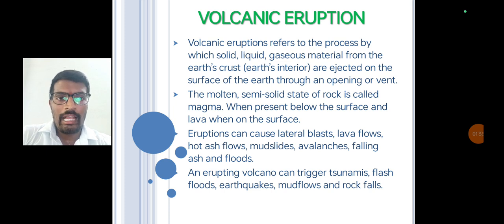And lava: when the magma is present above the surface, it is called lava. These eruptions can cause lateral blasts, lava flows, hot ash flows, mudslides, avalanches, falling ash and floods. These eruptions can also trigger tsunamis, flash floods, earthquakes, mud flows and rock flows.